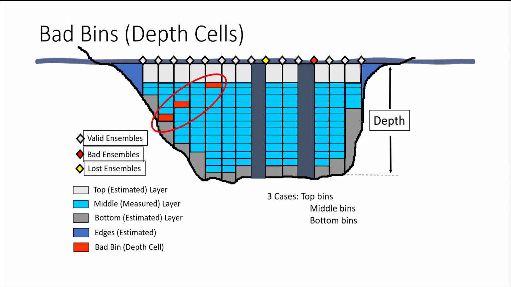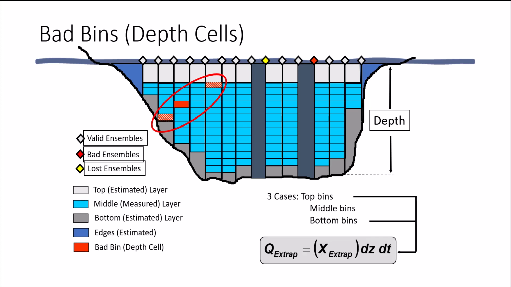Bad bends can be located adjacent to the unmeasured top zone, in the middle of the profile, or adjacent to the unmeasured bottom zone. The way the discharge is estimated for these cases varies. For bad bends at the top and bad bends at the bottom, we again start with the discharge equation for the top and bottom extrapolation and simply increase the depth of the unmeasured area by increasing dz to account for the bad bend or bends at the top and bottom.